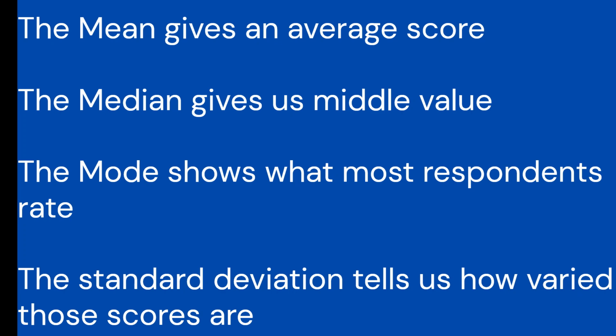To recap, the mean gives us the average. The median gives us the middle value. The mode shows the most frequent value. And the standard deviation tells us how spread out the data is from the mean.